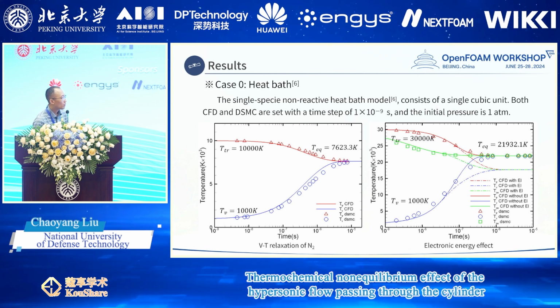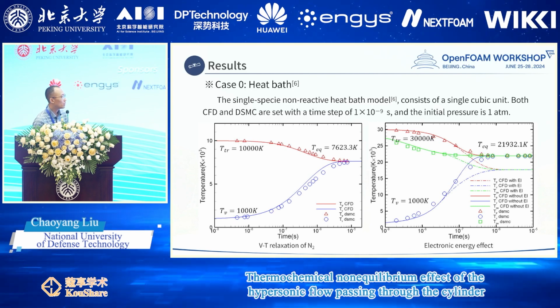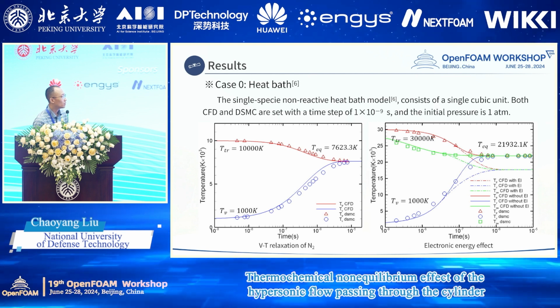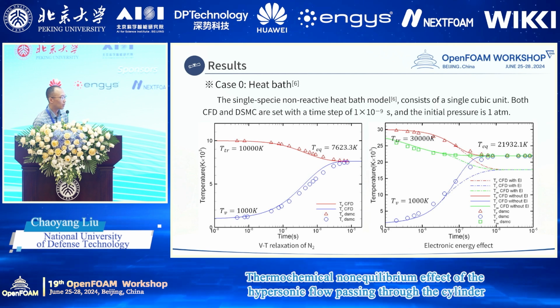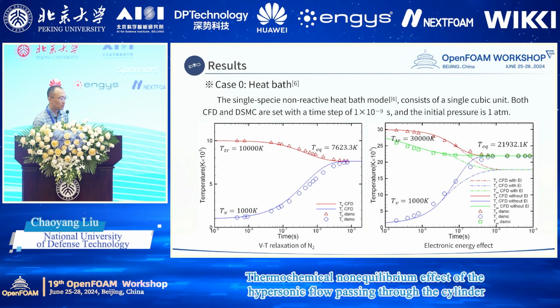The translational temperature is set to 10,000 Kelvin, and the vibrational temperature is set to 1,000 Kelvin. After a period of relaxation time, the flow will reach equilibrium, which is in good agreement with DSMC data.